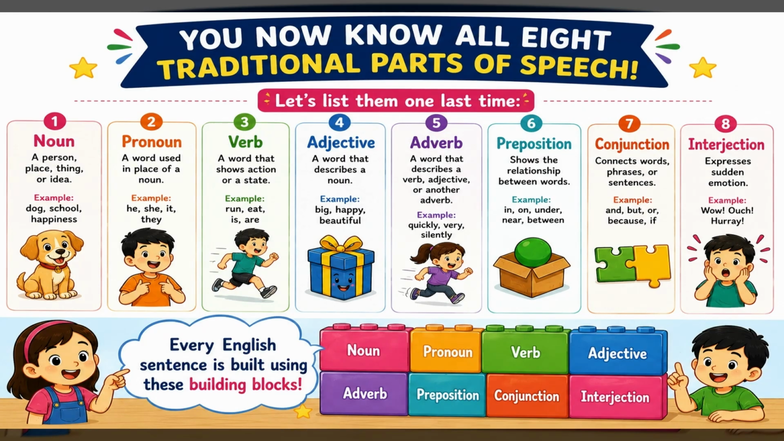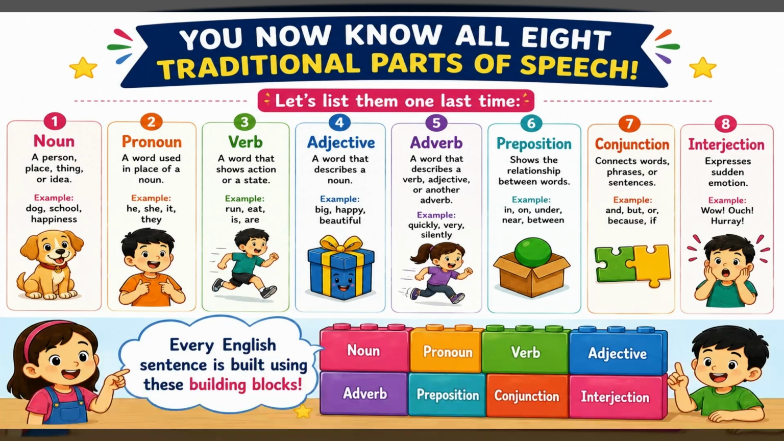Congratulations! You now know all 8 traditional parts of speech. Let's list them one last time: noun, pronoun, verb, adjective, adverb, preposition, conjunction, interjection. Every English sentence is built using these building blocks. The more familiar you become with them, the easier grammar becomes.